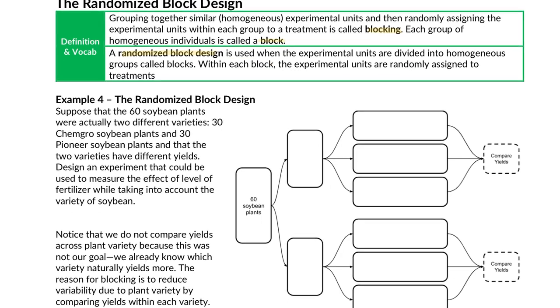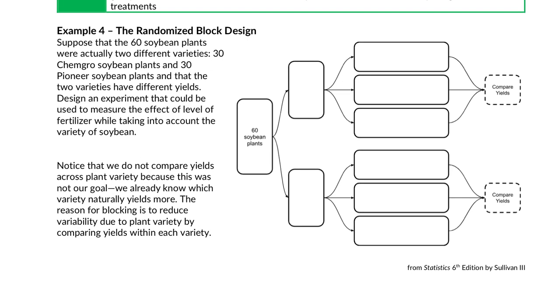So let's go back to our plants. Let's suppose that these 60 soybean plants are actually two varieties of soybean plants. We have 30 of them that are ChemGrow soybean plants. I guess that's a type of soybean plant. And 30 Pioneer soybean plants. Again, a type, a brand, not sure. Didn't Google that, I'll be honest. And the two varieties have naturally different yields. Let's say ChemGrow already has a higher yield than Pioneer.